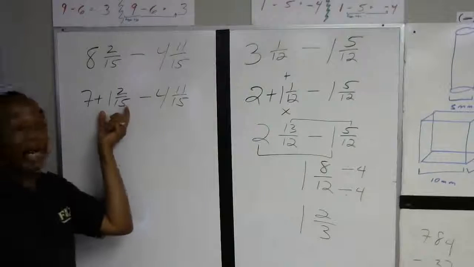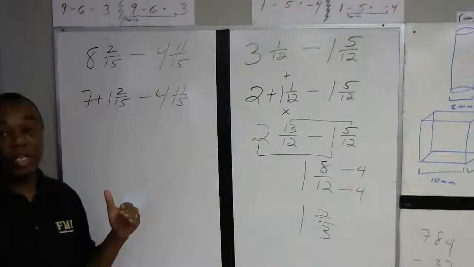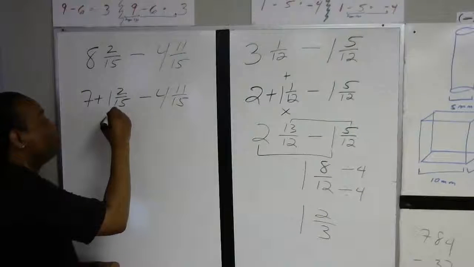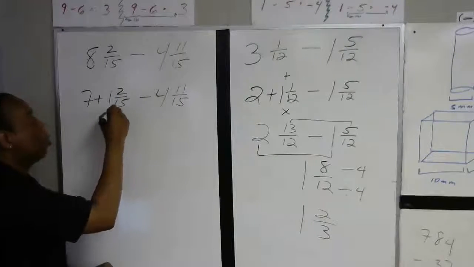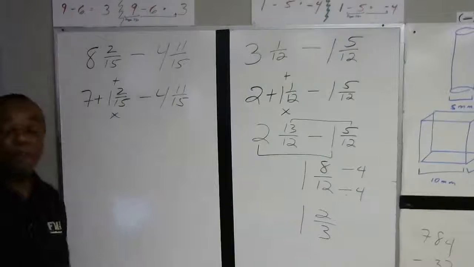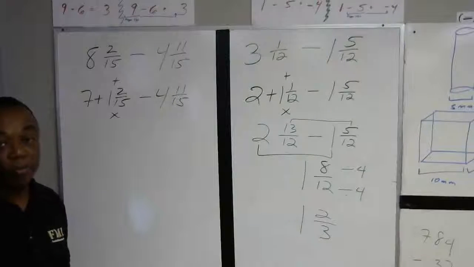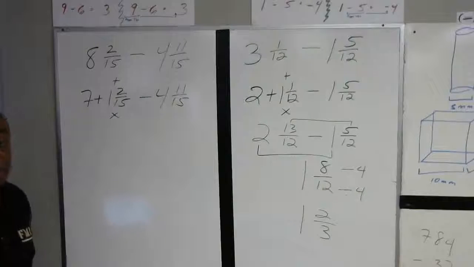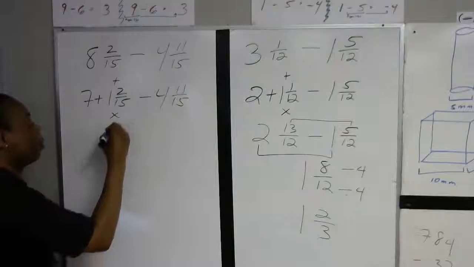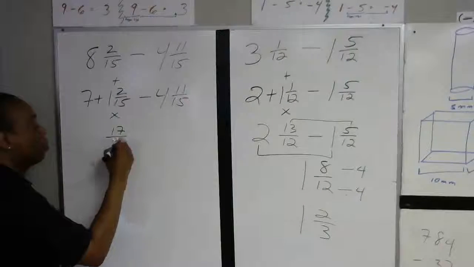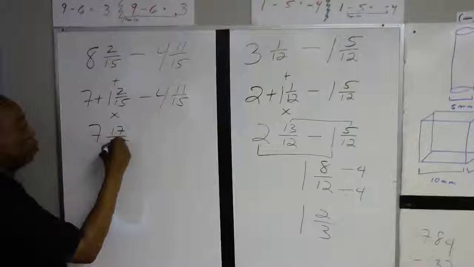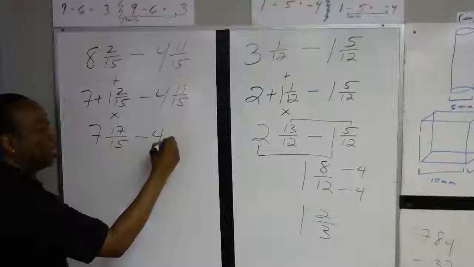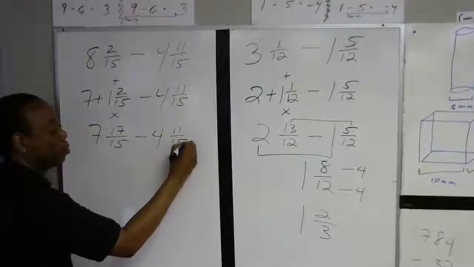We're going to combine this mixed number, the 1 2/15, so it becomes an improper fraction. We're going to multiply and add. 15 times 1 plus 2 more. 15 times 1 is 15, plus 2 more is 17 over 15. The 7 comes down, the minus 4 comes down, and the 11/15.